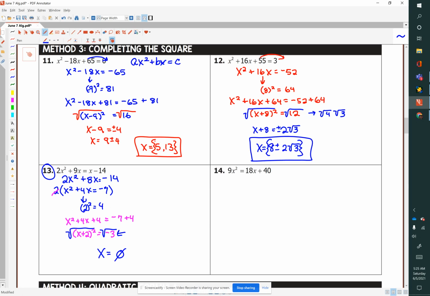Okay, so let's move on to number 14. And the first thing I want to do is rewrite it as 9x squared, and I'm going to move the 18x to the left, so that will be minus 18x equals 40. And the next thing I want to do is simplify this by dividing everything by 9, which leaves me with x squared minus 2x equals 40 divided by 9.